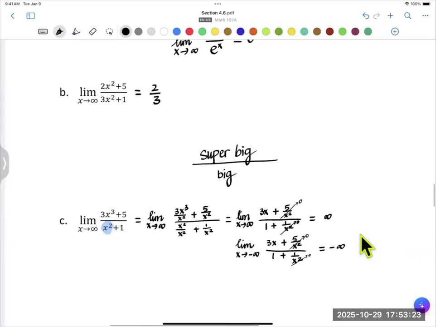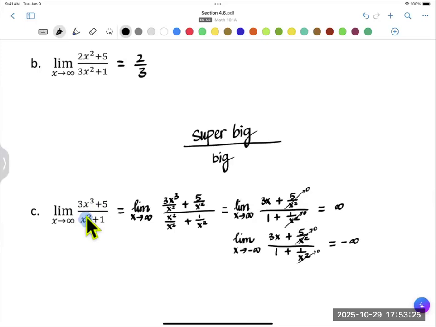So that generalizes to this: if you have a rational function when your limit is approaching negative infinity or positive infinity, and the numerator is super big and the denominator is big, then the sign will depend. Okay, then it's pretty much going to infinity. But whether it is negative infinity or positive infinity will depend on the sign of the power. So that means if you have a super big number divided by a big number, then you may have a positive infinity or negative infinity, depending on the situation. Okay.